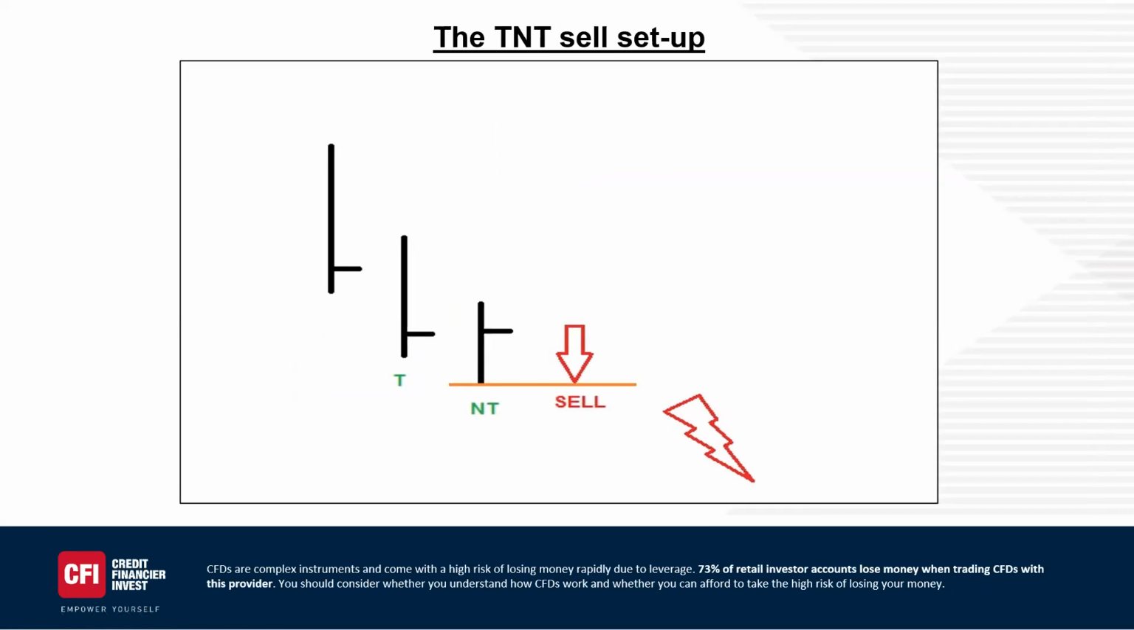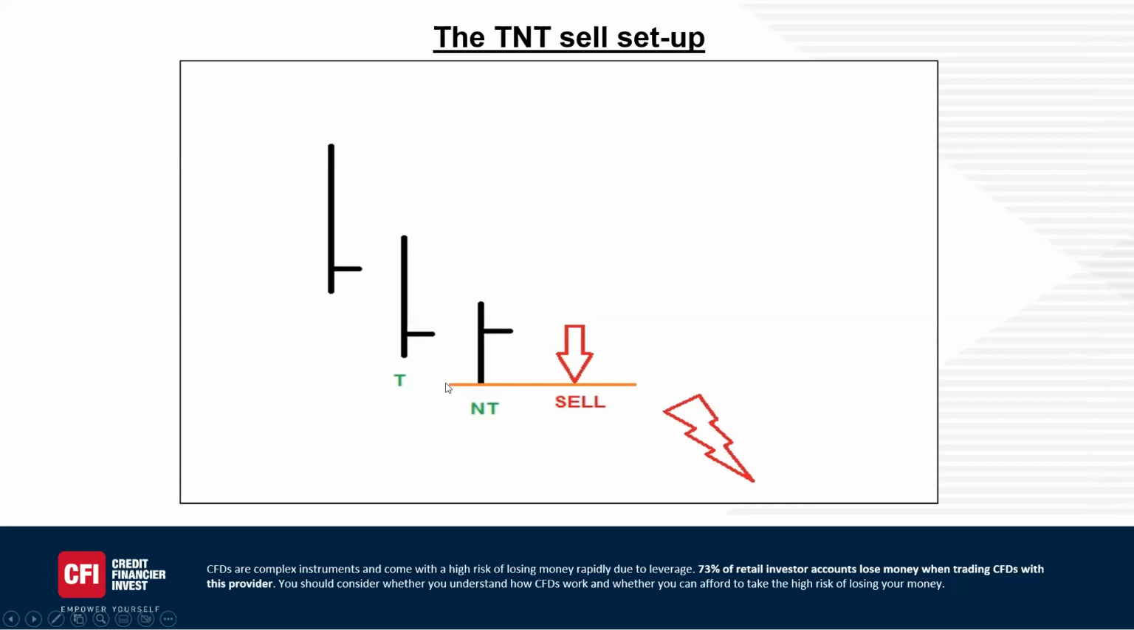So now we're going to talk about the TNT sell setup. How does that work? What we've got here is a couple of bars followed by, well, the first one, we don't know whether it's a thrust bar or not. The second one, we know for sure it was a bearish thrust bar because the close was below the previous session's low. So that's what I'm looking for. That's the first part of the setup. There's your T, T for thrust, bearish thrust.